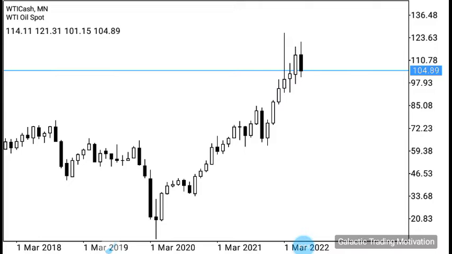Today we're looking at WTI oil. So, without any further ado, let us get straight into the chart.